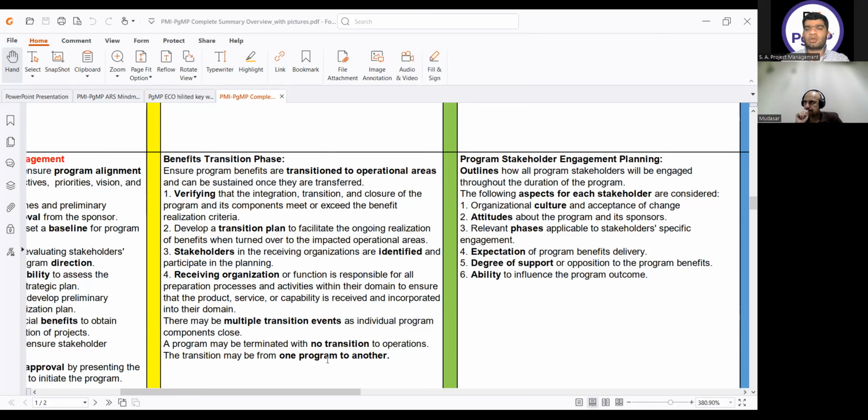So whenever they talk to you about handing over something, transition to another organization, or transferring to operational areas, it is the benefit transition phase. The benefit transition phase can start during the program delivery phase, even if not all components are delivered. Whatever benefits have been delivered by the program, we can already start to transition to operations.